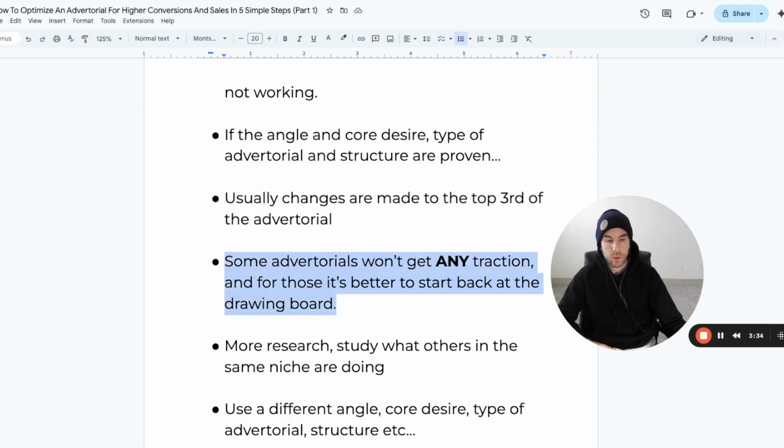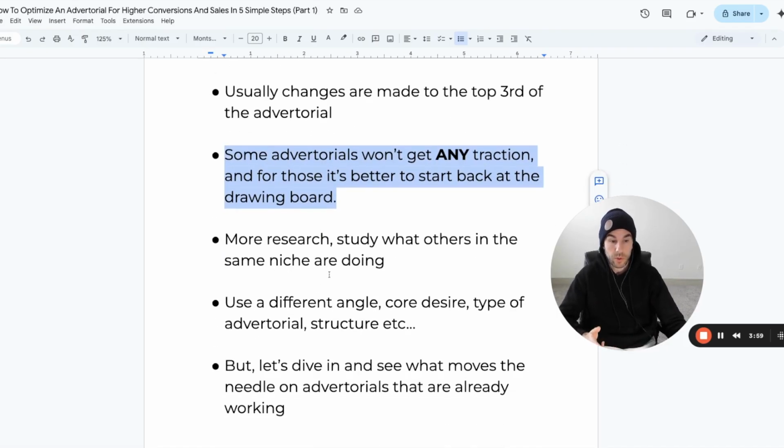Now, when some advertorials don't get any traction, a lot of the times it is better to start back at the drawing board because you want to at least have some traction. It doesn't mean that it needs to be scaling super hard or crushing it, but if it doesn't get any traction and all the hard and soft metrics on the advertorial are pretty bad, it's usually better to just go back to the drawing board and craft a new one because they are shorter and so much easier to write. And a lot of the times when you're starting over at square one and you need to rewrite an advertorial, which I know that nobody really wants to do, but sometimes it is a game of just not burning a bunch of cash on a loser, you usually need to do more research.